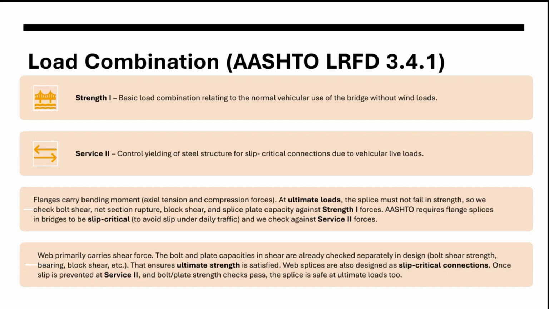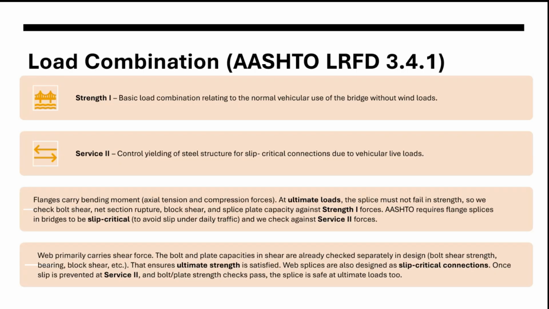So how does it function? Flanges carry the bending moment, so most of the tension and compression forces act there. If we have tension at the top of the flange, we have compression at the bottom of the flange, and vice versa. At ultimate loads, the splice plate should not fail. Ultimate loads basically represent the Strength I. So we check the bolt shear, net section rupture, block shear, and the splice plate capacity against the Strength I forces. And as per AASHTO, which requires the flange splices to be slip critical, we design it against the Service II forces as well, so that it is slip critical.